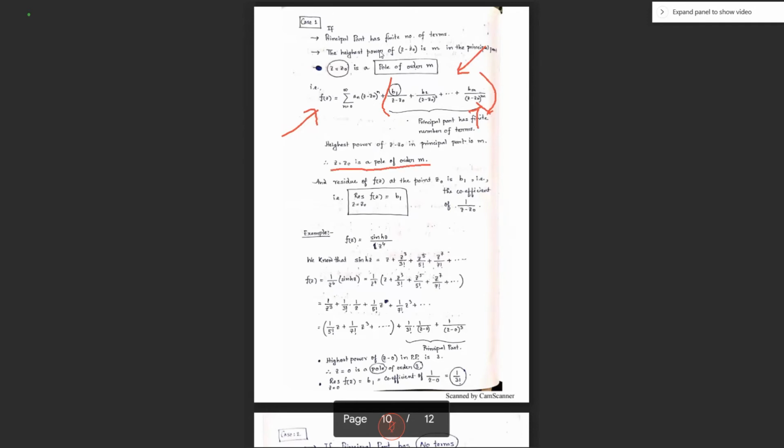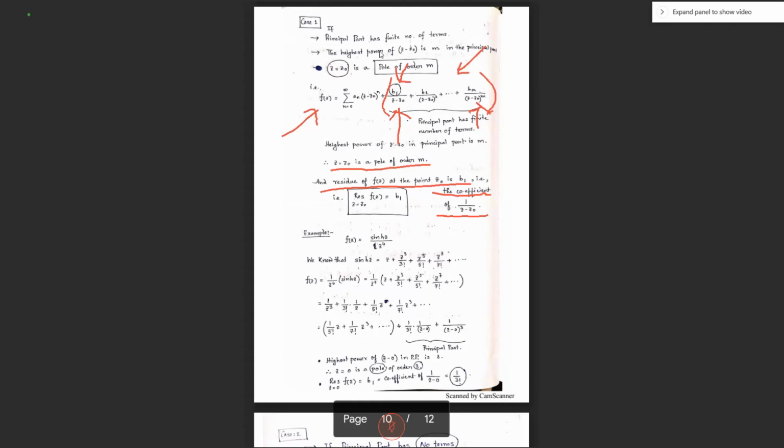Okay. Now what is the residue of f(z) at the point z0? The residue of f(z) at the point z0 is b1. What is b1? b1 is the coefficient of 1 by z minus z0. See here, b1, the coefficient of 1 by z minus z0, is the residue of the function f(z) at the point z equal to z0.